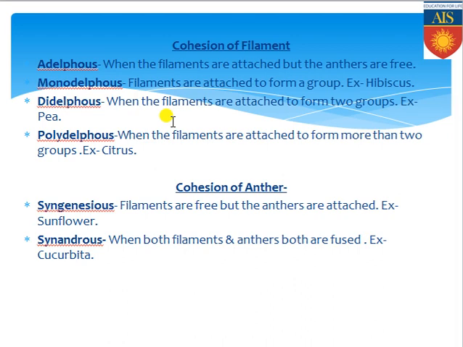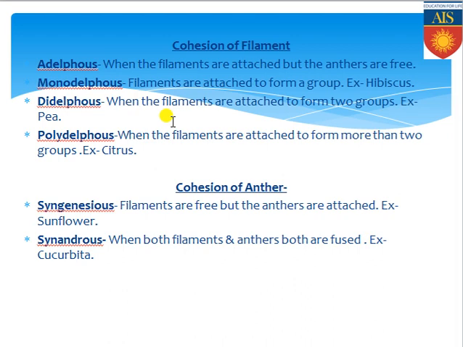Next, cohesion of anther. What is cohesion of anther? If the anthers are present in a bunch-like manner, associated with each other, then it is known as cohesion of anther, and based on that also we have categorized the flower. The categories are syngenesious and synandrous. Syngenesious means filaments are free but the anthers are associated or attached. That means the anthers are at the upper portion, associated, but the filaments are not associated, they are free. Example, sunflower.